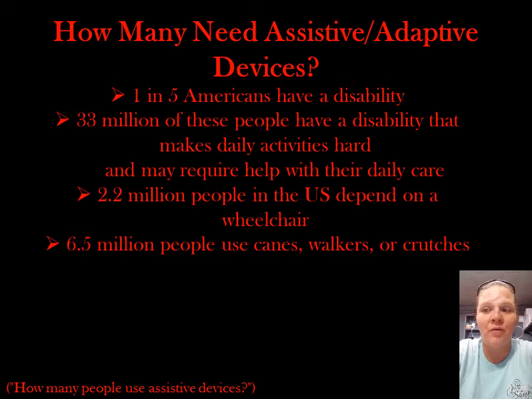2.2 million people in the United States depend on a wheelchair to get around every day. And 6.5 million people in the United States use canes, walkers, or crutches, all because they have some disability of some sort that does not allow them to get around like normal people.